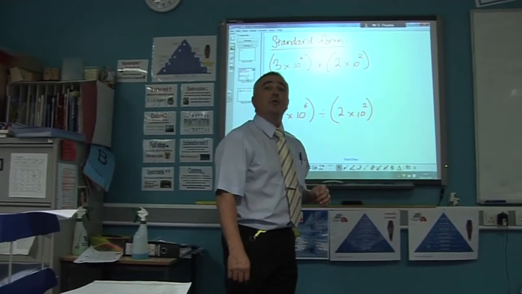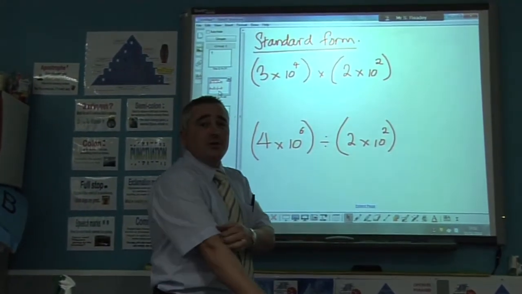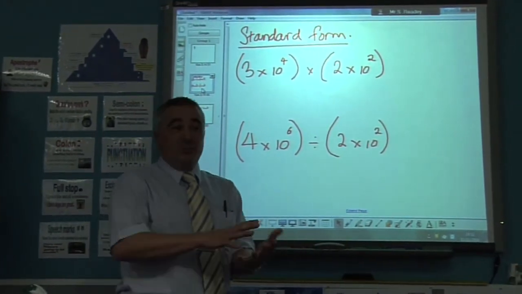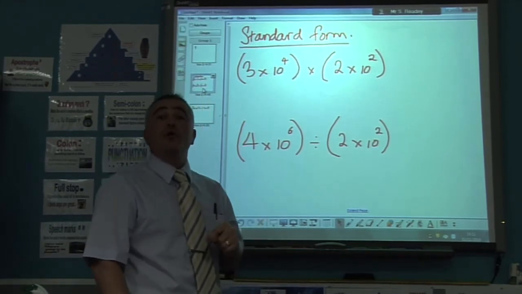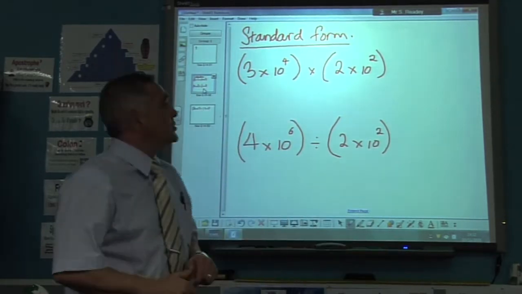Look at some standard form questions. Again, GCSE Grade C, and questions that it can be on a non-calculator and calculator paper. But personally, I find it a lot easier, even if it's a calculator paper, to work it out longhand. So, look at some of the questions.